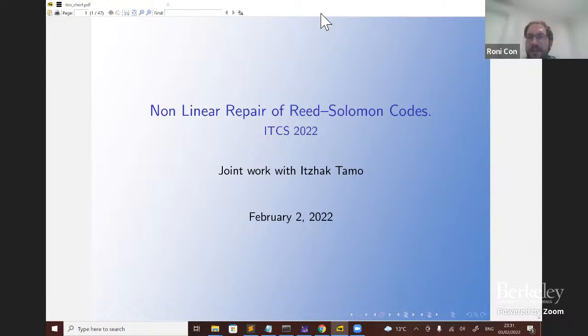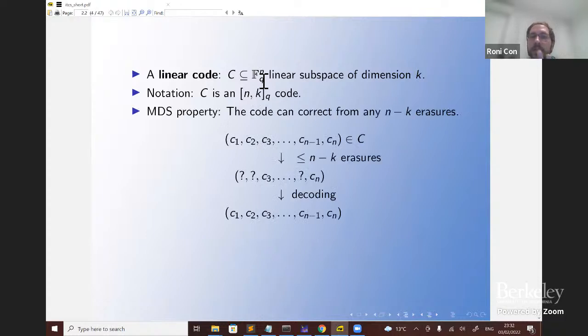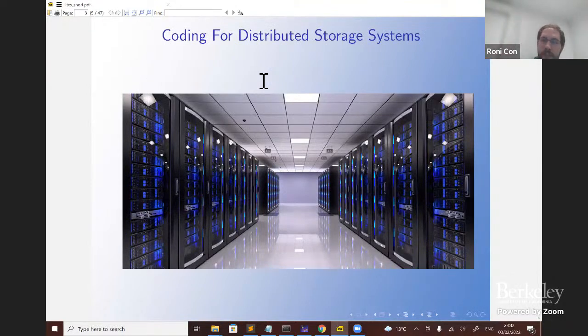Hi everyone, thank you for the introduction, Noga. So I'll be talking about nonlinear repair of Reed-Solomon codes, and this is a joint work with Tamo. Throughout this talk, we are going to discuss only linear codes, that is, linear subspaces of dimension k. We're going to use the common notation, which you all know. The finite field is going to be F of order q. And we're going to discuss only MDS codes, which have the MDS property that the code can correct from any n-k erasures.